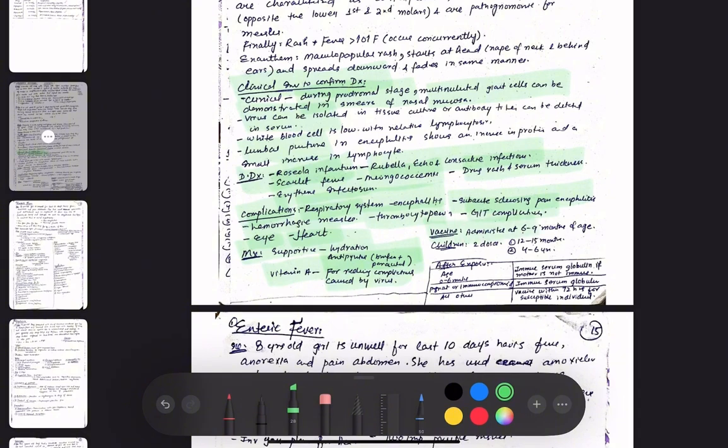The vaccines for measles are administered at 6 and 9 months of age. There is MMR, which is present in the EPI schedule, and two doses are given. One is given at 12 to 15 months, and the other one is given at 4 to 6 years of age.